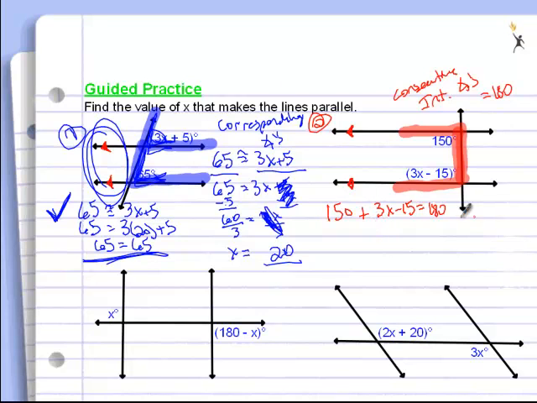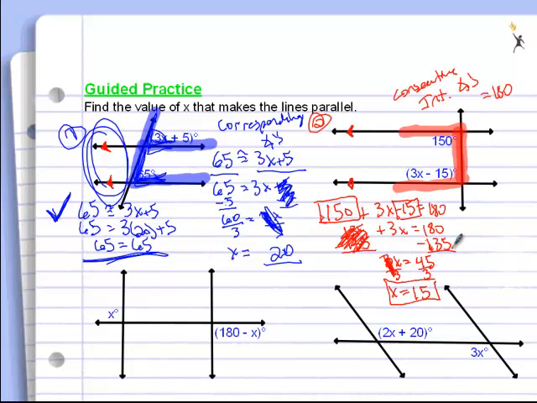Well, when I solve this problem using algebra, the first thing I want to do is combine the 150 and the negative 15. 150 minus 15 is 135, and I just drop down everything else that I didn't use. Now I'm going to move this 135 to the other side by subtraction. Drop down my 3x. 180 minus 135 gives me 45. Now I want to solve for x. The way I do that is by dividing both sides by 3. When I divide both sides by 3, the 3's cancel and I'm just left with x equals 45 divided by 3, which gives me 15.